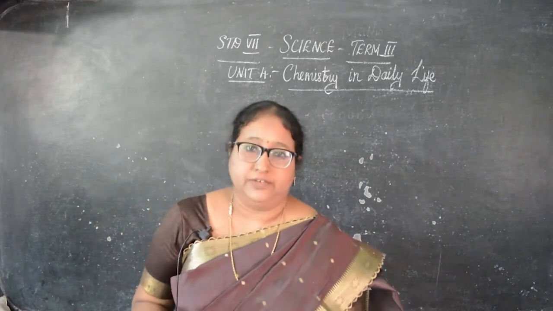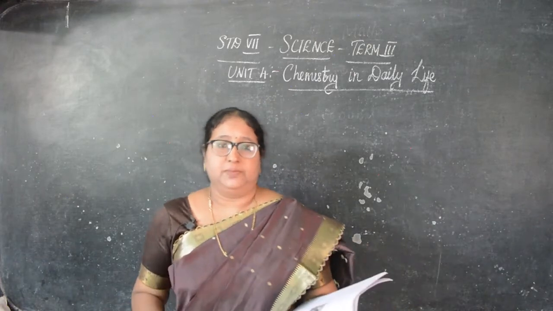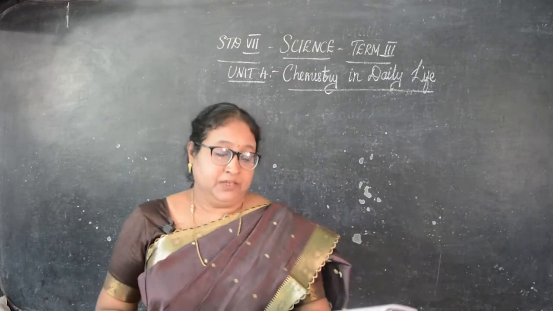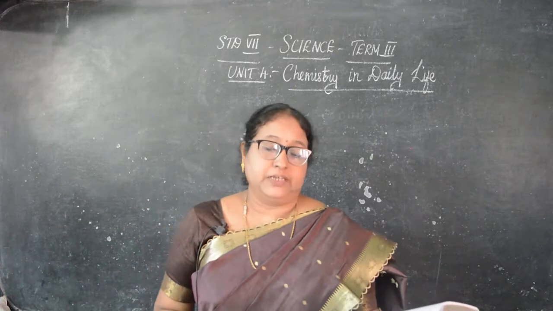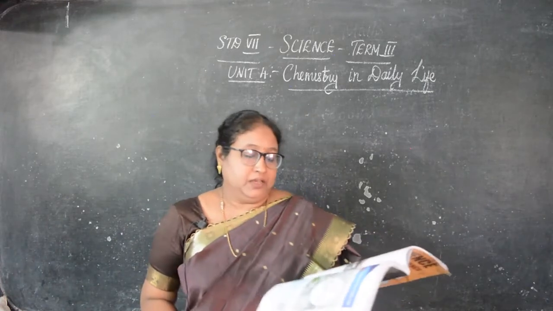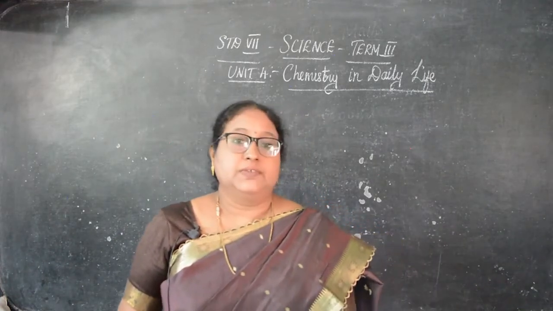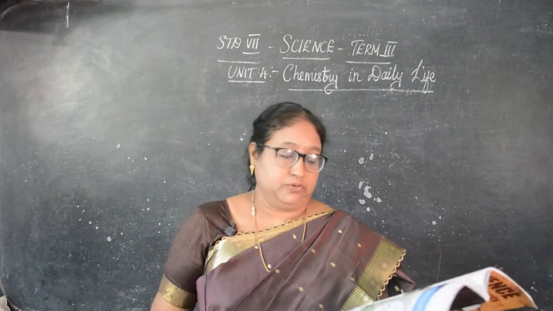Term 3, children. Already I finished one lesson. Now you need to learn Chemistry in Daily Life, okay? So it's on page number 65. After buying the book, you can see the book and learn, children. Now listen. The lesson name is Chemistry in Daily Life, okay? It's a term 3 portion.